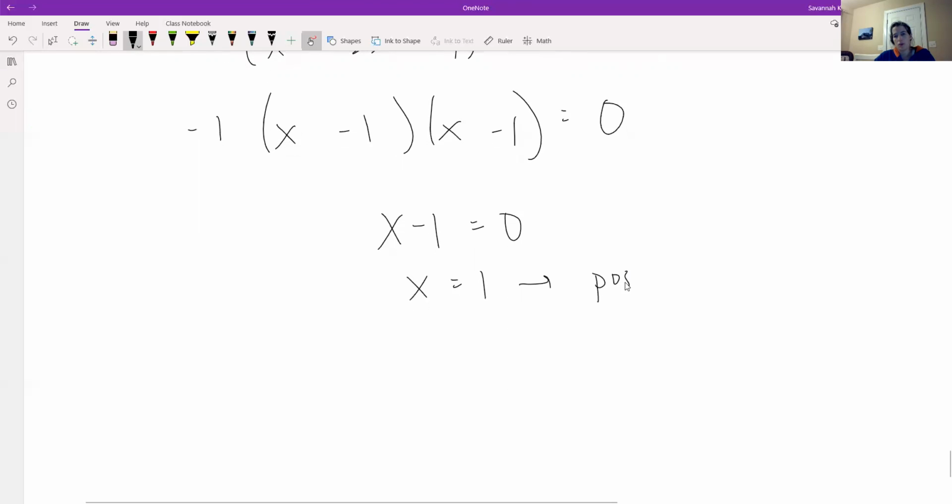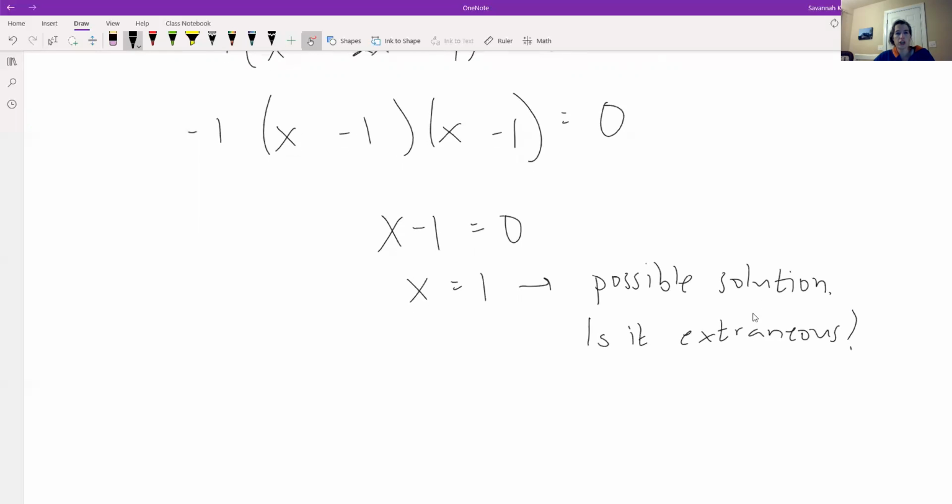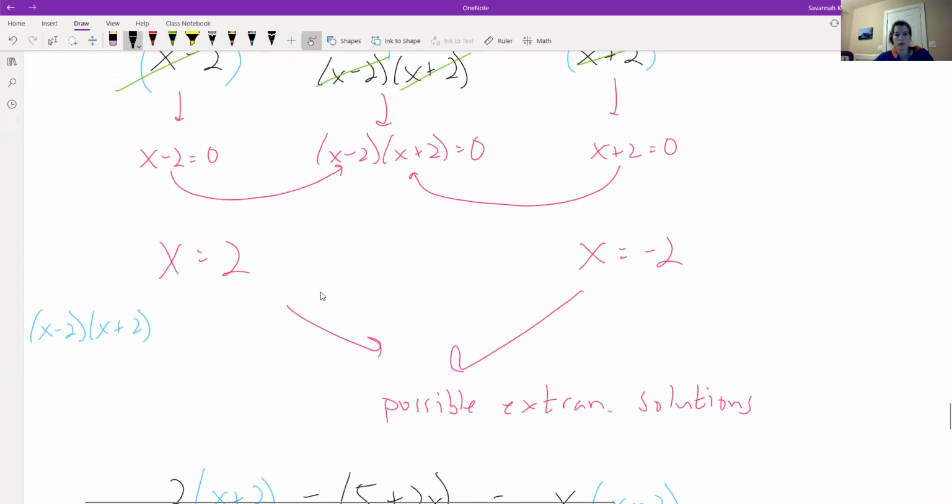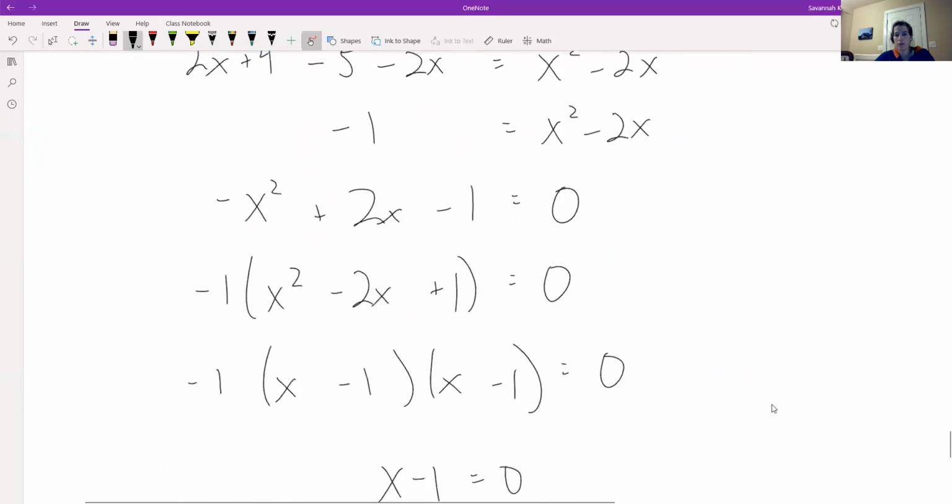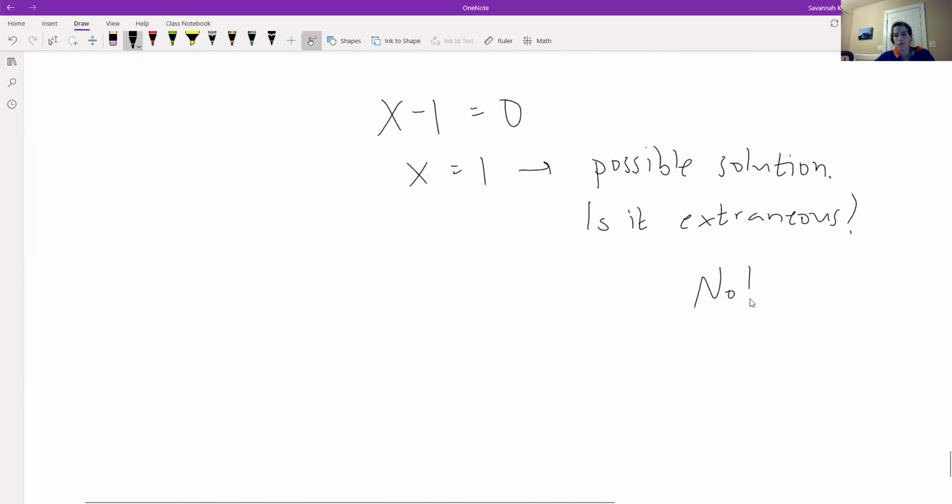Okay, this is a possible solution. Is it extraneous? Check back up at the top. No, only 2 and negative 2. So that means x equals 1. That's our answer. We have one possible solution. We get to keep it. We're good to go.